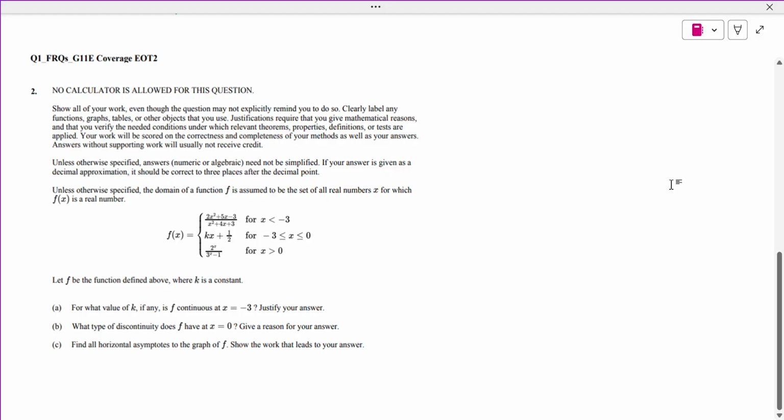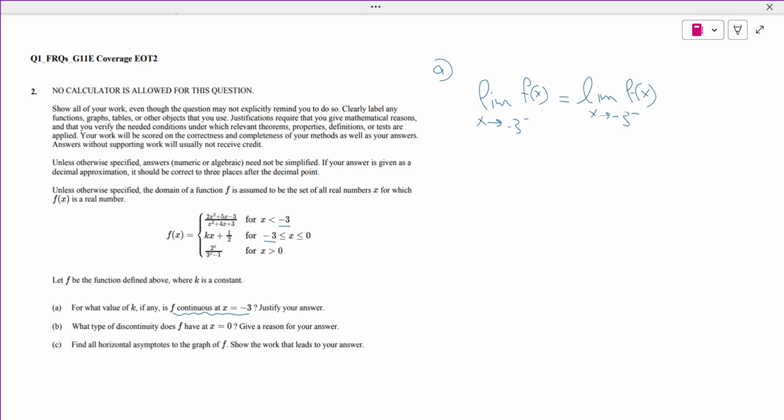Part A says for what value of k, if any, is f continuous at x equals minus 3. And again, we can see the minus 3 here. So we need to check the two-sided limits. It says f is continuous at x equals minus 3. That means the limit of f of x as x approaches minus 3 from the left should equal the limit of f of x as x approaches minus 3 from the right. This is because f is continuous at x equals minus 3.